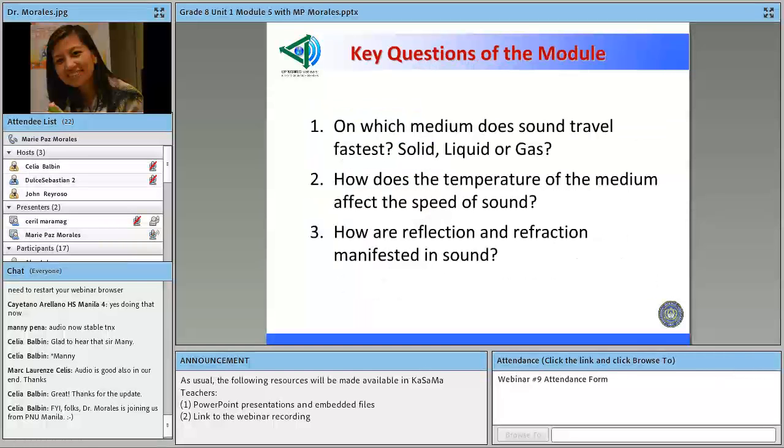These are the different questions that we have for the module. So there are basically 3. You can use them as your guide, whether the students have already assimilated the concepts we wanted them to assimilate.